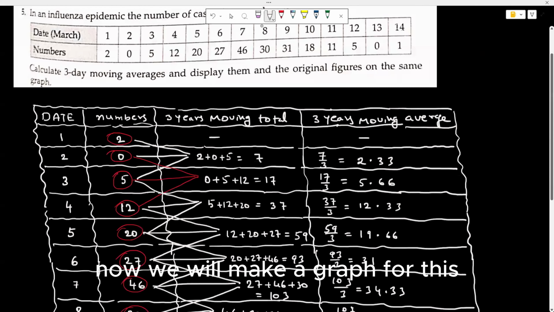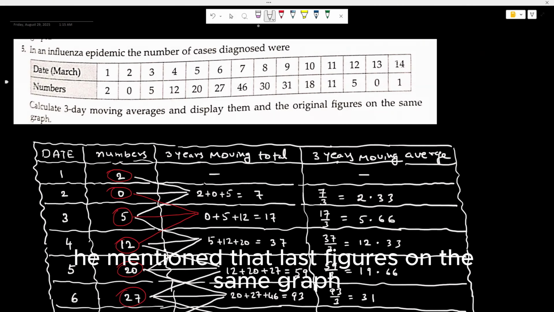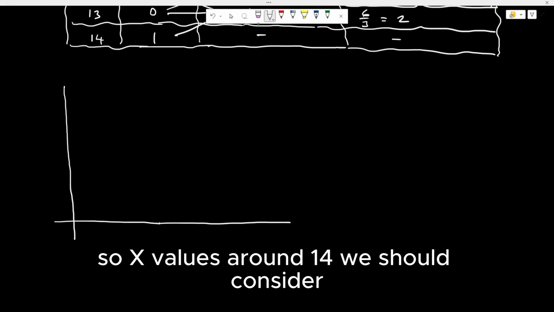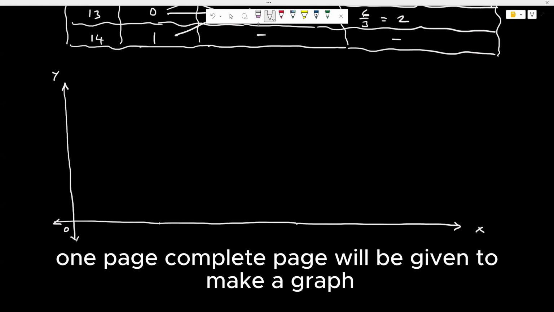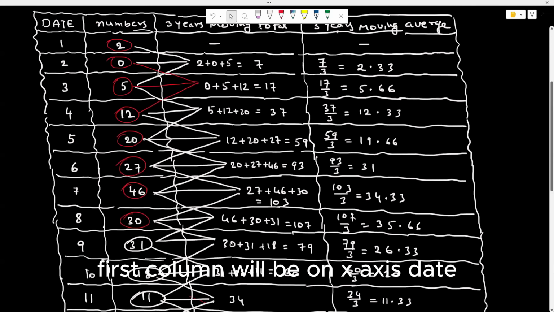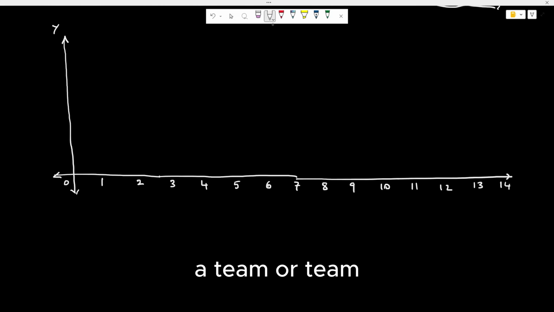Now we will make a graph for this. He mentioned to display the averages and the original figures on the same graph. So let's create the graph values. X values go up to 14, so try to create the graph on an entire page. A complete page will be given for the graph. On the X-axis, the first column, date: 1, 2, 3, 4, 5, 6, 7, 8, 9, 10, 11, 12, 13, 14.